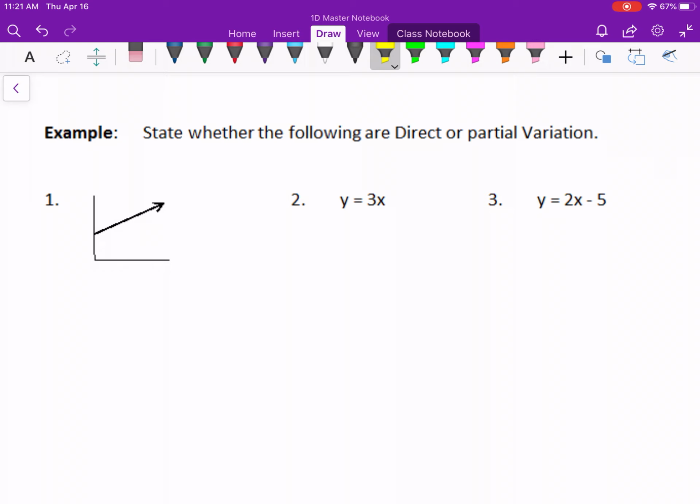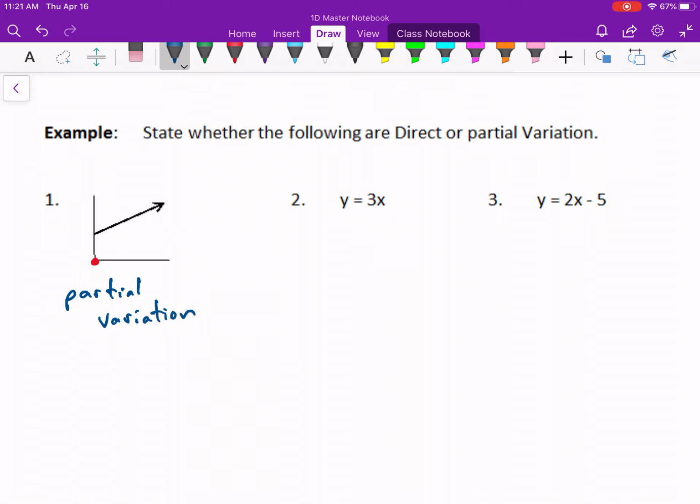The first one's a graph. Does it go through the origin? Here's the origin. Pretty clearly, this graph is not going through the origin. That makes it partial variation. If it had gone through that red dot that I placed on there, then it would be direct variation.